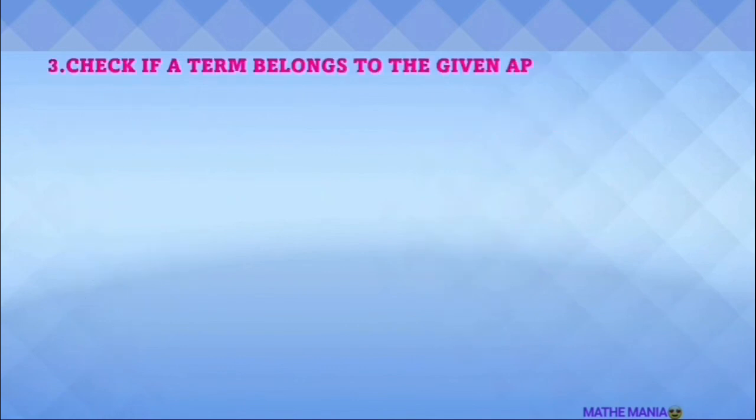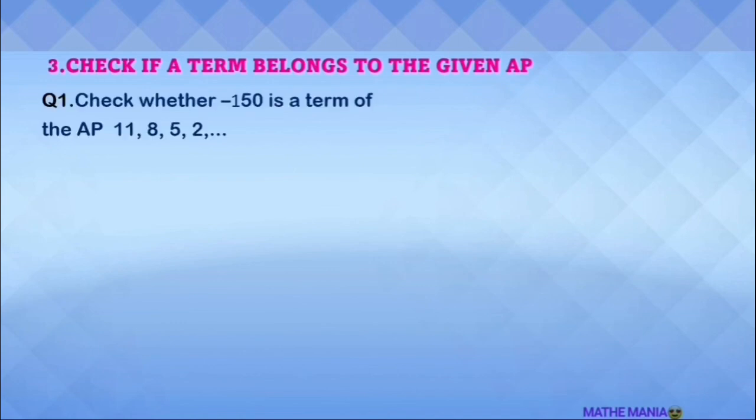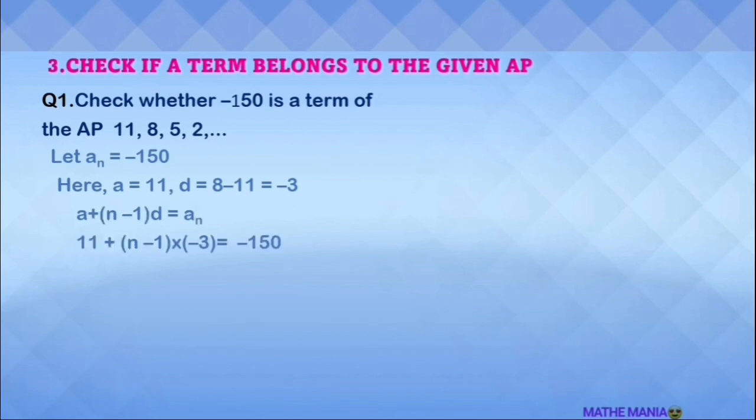Now we come to the third type of question, in which we have to check whether a particular term belongs to a given AP or not. We will consider that the given term is the nth term of the AP. So like in this example, let a_n is equal to minus 150. The remaining steps will be all the same as previous. We'll find a and d and then we will put the values in the formula. On solving, we finally get the value of n.